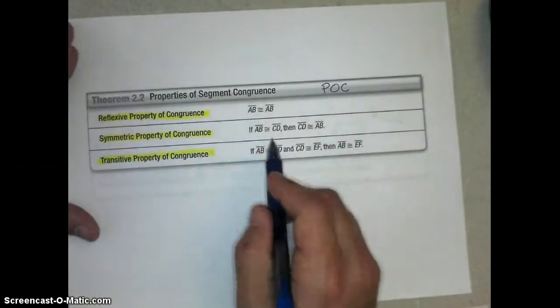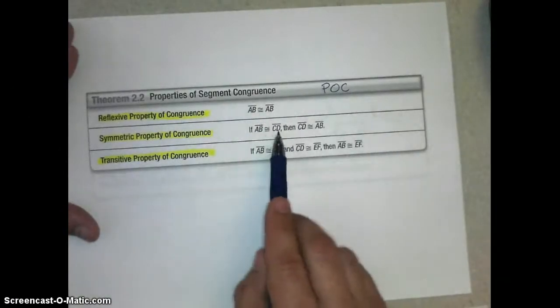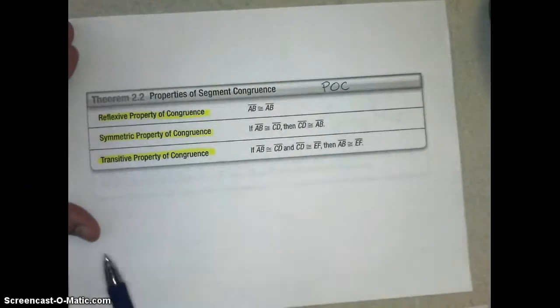So every one of these has a congruent symbol. The reflexive property looks the same. Symmetric is just when you flip it around. And then the transitive property is one we will use quite often, but it's the property of congruence.